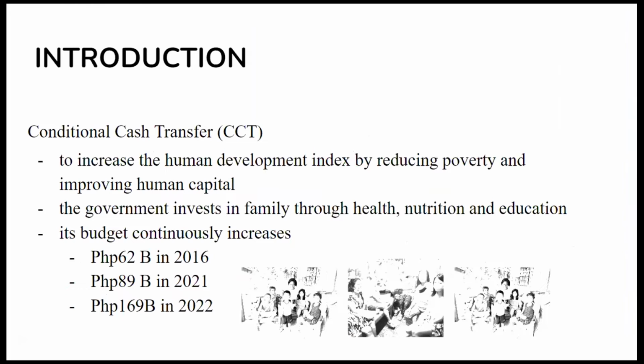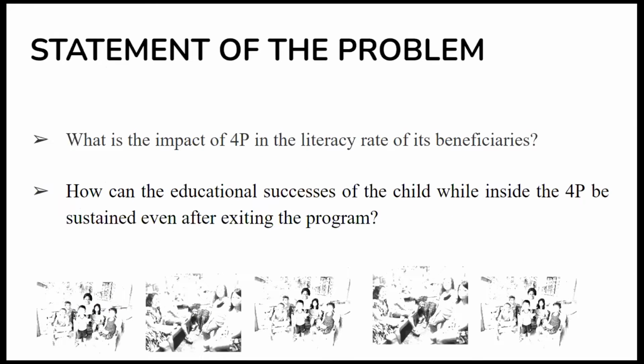What is the objective of this? To increase the human development index by reducing poverty and improving human capital. So the government invests in the family through health, nutrition, and education. Yearly, its budget increases continuously: 62 billion in 2016, 89 billion in 2021, and 169 billion this year. What is the problem? What is the impact of 4Ps on the literacy rate of its beneficiaries?